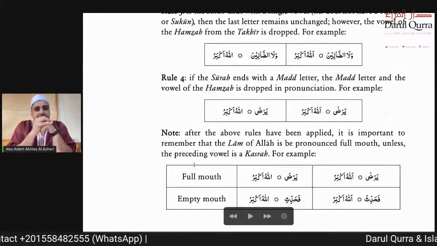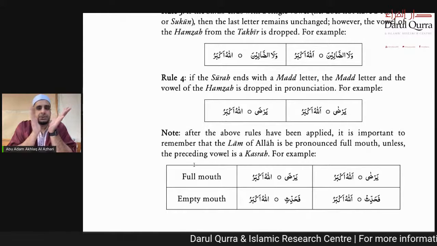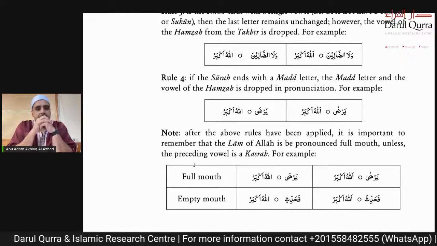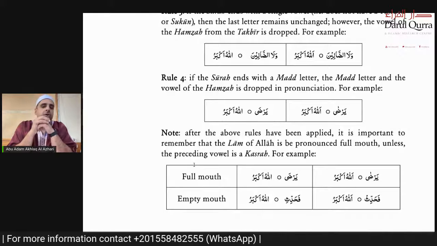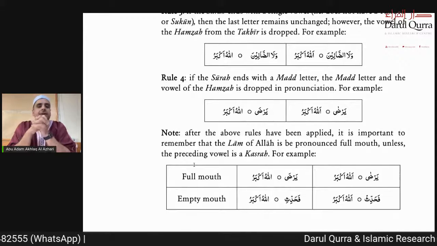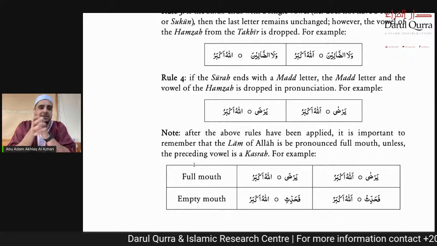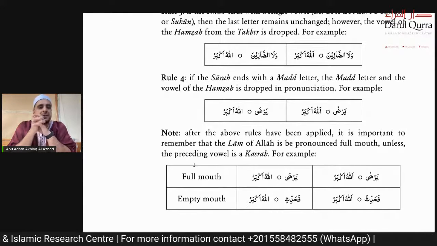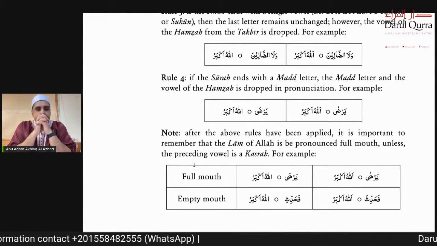Rule number four. If the surah ends with a mad letter, the mad letter and the vowel of the hamza is dropped in pronunciation. For example, yarda. Then you're going to recite, you know, Allah. So how are you going to do it? Yardallahu akbar. So you're not going to read the mad, okay, nor the hamza. So dad, fatha, and you're going to join it straight to the lam of Allah.